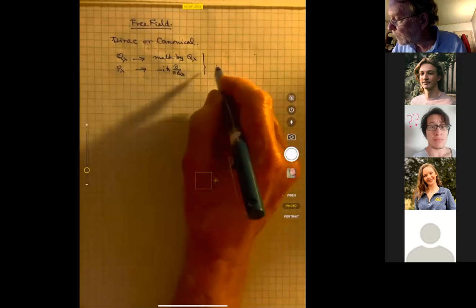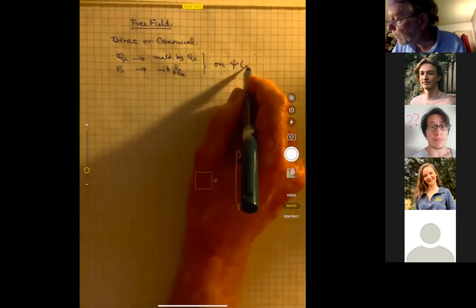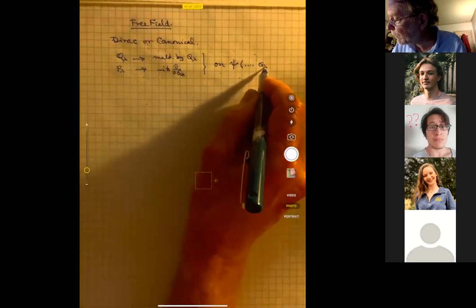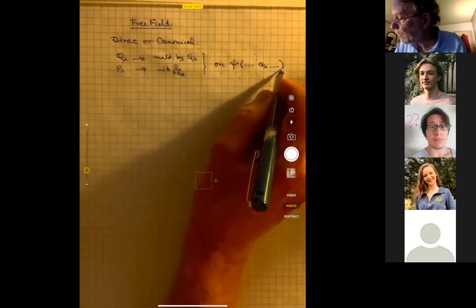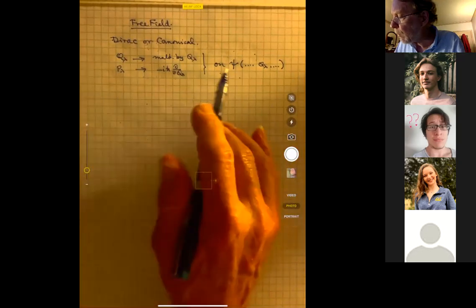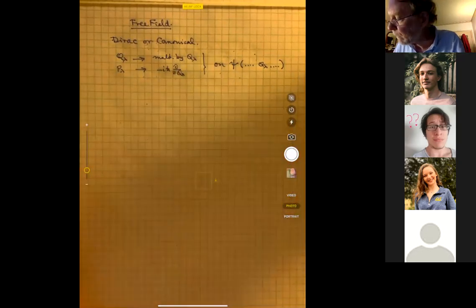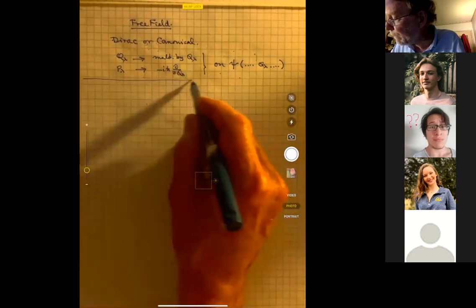And this has to be acting on wave functions psi that depend on the Q lambdas, of which there's an infinite number of them. There's one for each mode in the field. But if you like, you can think of the wave function for the electromagnetic field, the free field now is all we're doing, as being a wave function that depends on this infinite number of Q lambdas that I introduced earlier. That's one point of view anyway.